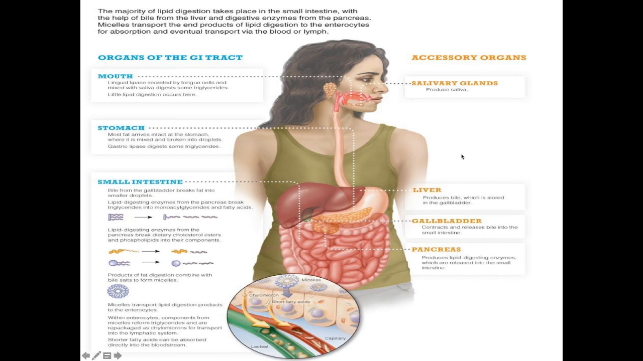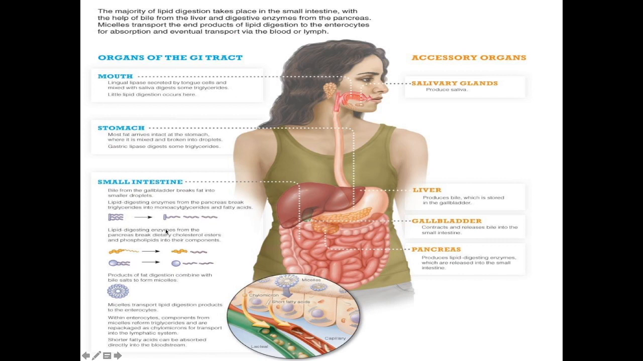Your liver produces bile, which gets stored in the gallbladder, and once the food exits your stomach, the gallbladder contracts and releases bile into the small intestine, where it starts to break the fat droplets into smaller droplets. Then lipid digesting enzymes from the pancreas are released as well, and they begin to break the triglycerides into monoglycerides and fatty acids.